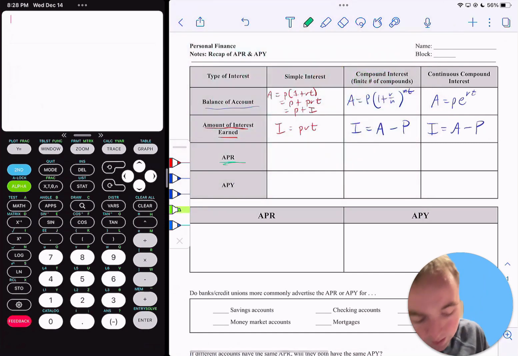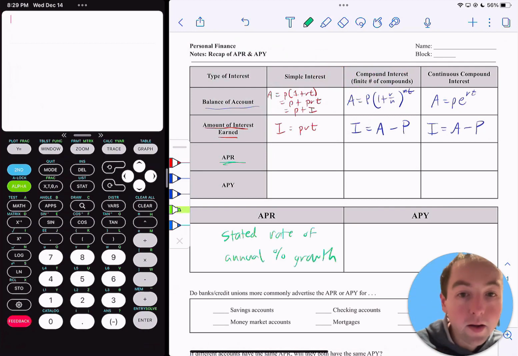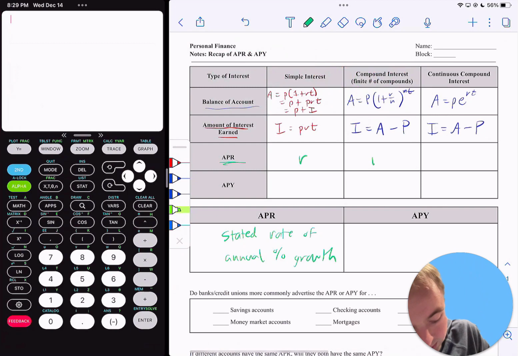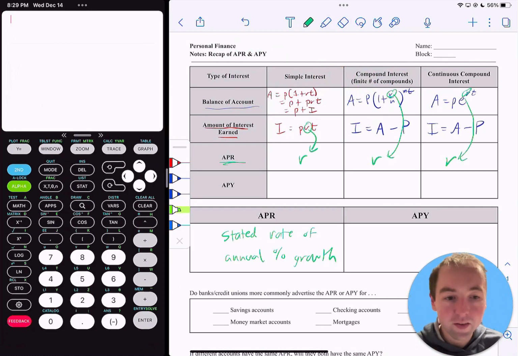All right. So you see I have a couple more rows right here. So first of all, the APR. Remember that by definition, the APR is just the stated rate of annual percentage growth in an account in a year's time. And so in all of the cases, in simple interest, compound interest, and continuous compound interest, it's just r, right? So that number right there, and that number, and that number, that we use in those formulas. That's the APR. It's just the stated rate of interest.